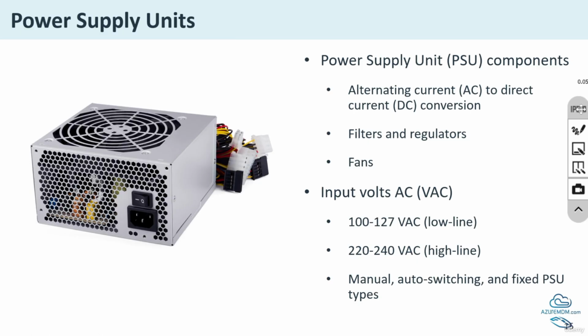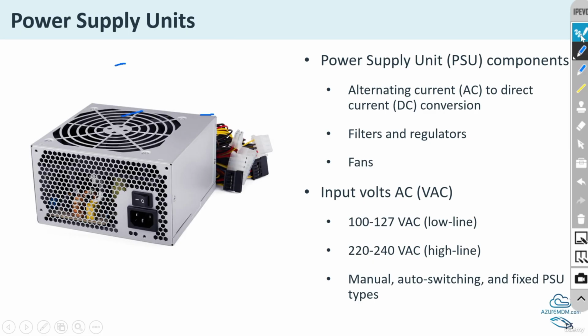Good PSUs are efficient, with less energy waste, and have safety features to protect the computer. They come in different wattages, like 500 watt, 750 watt, depending on how much power the computer needs. Always choose a reliable PSU because a bad one can damage your computer. Now let's understand the PSU components. The PSU has parts like transformers, capacitors, and circuits to convert and control electricity safely.